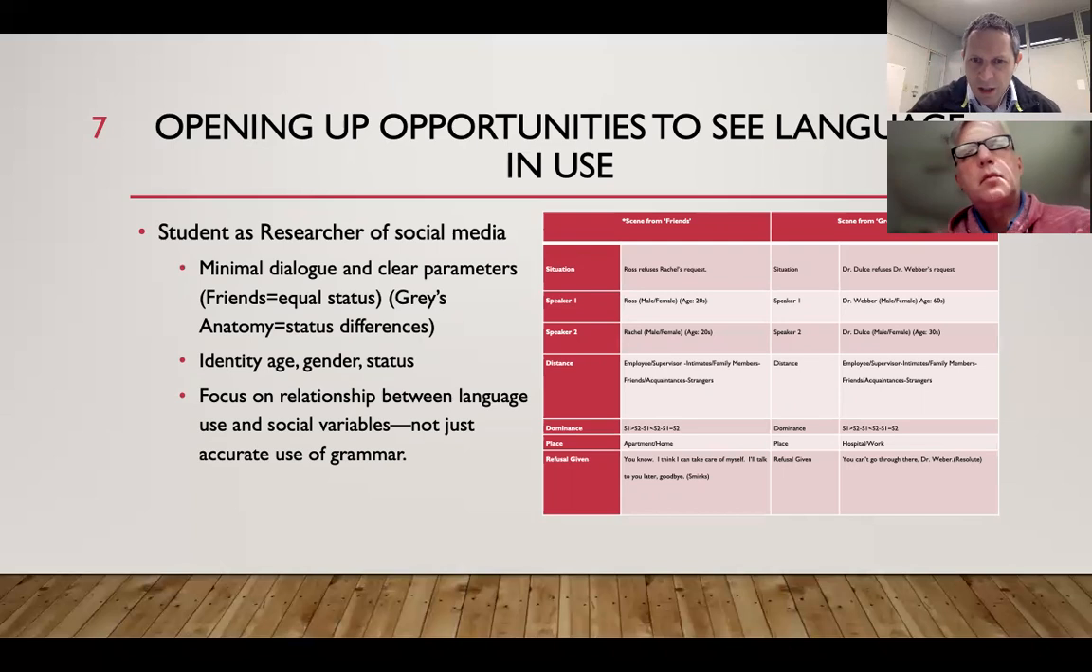Dr. Case, do you have anything to add there? No, we're going to talk about this a little later, but it's important that you find videos that have, especially at the beginning, pretty clear parameters, whether they're equal status or their status differences. That'll make it very clear for the students. Okay, thank you.